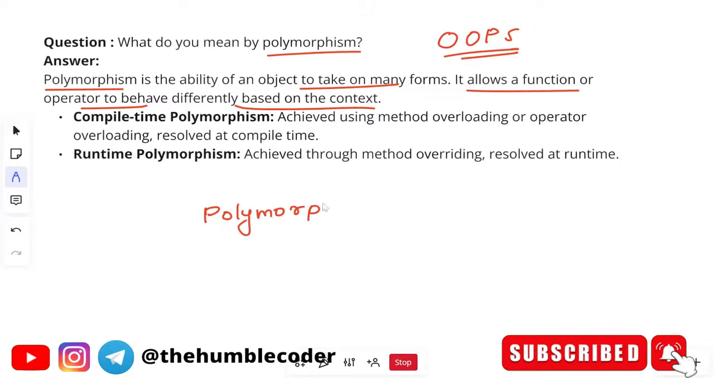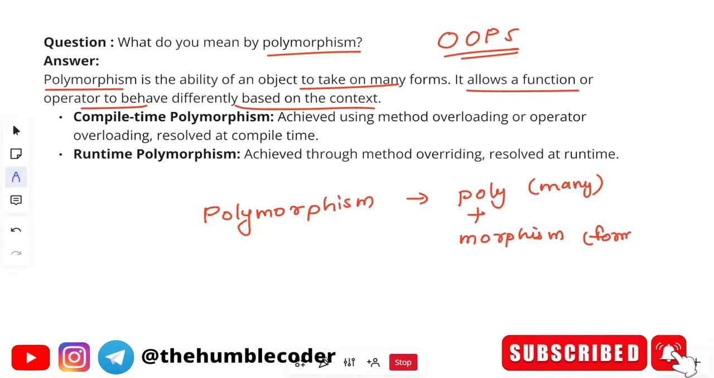The word polymorphism itself is created from two words, poly plus morphism. Poly means many, and morphism means forms. So polymorphism is the ability of an object to take many forms.